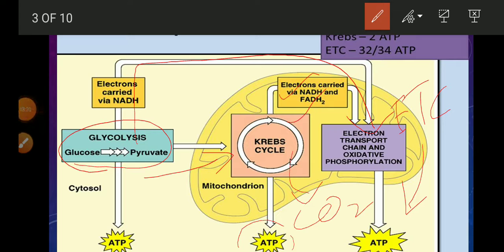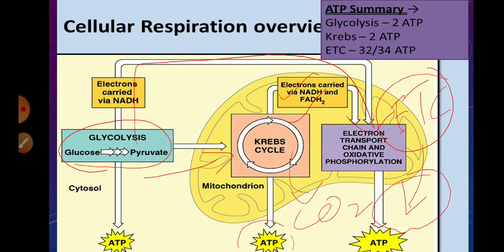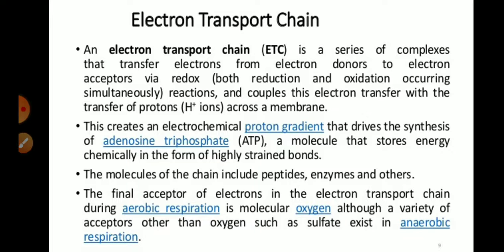Okay, so we will now study this ETC and chemiosmosis, when more energy in the form of ATP is produced. So you can see here the ATP summary: in glycolysis we get 2 ATPs, in the Krebs cycle we get 2 ATPs, and in the ETC we get almost 32 to 34 ATPs.